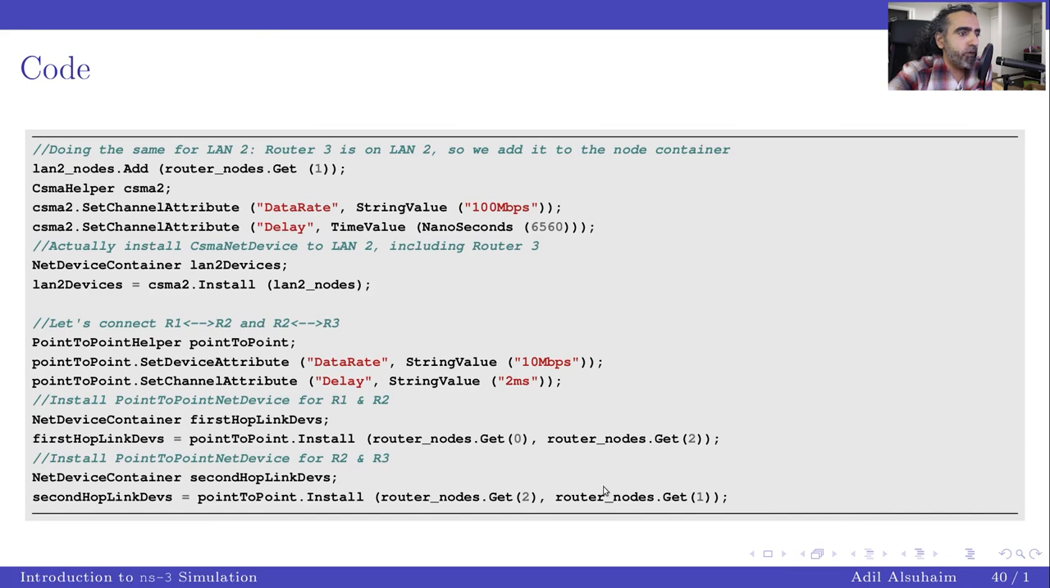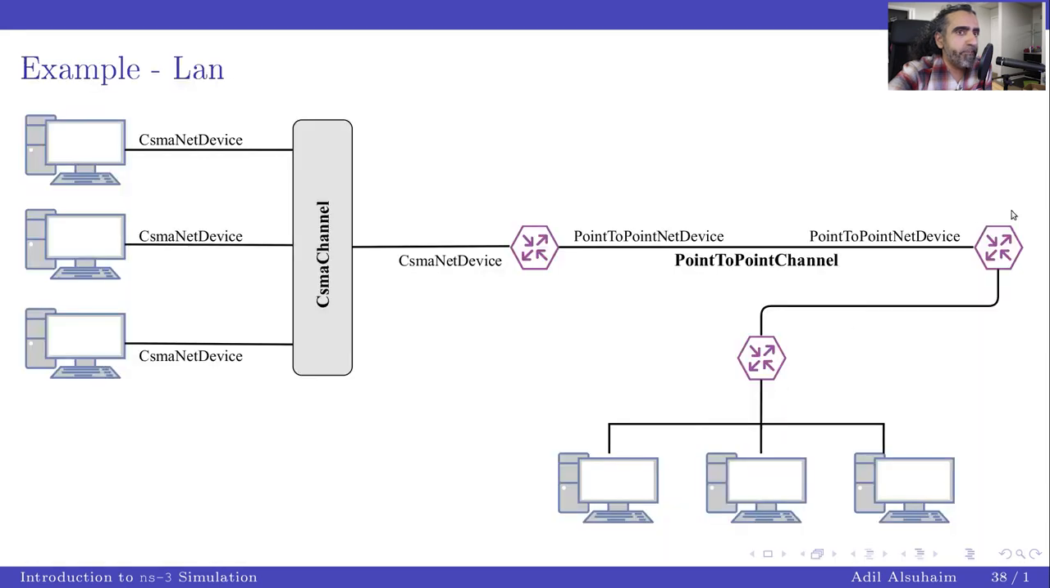Okay, so this one too is basically this node right here on the right side of the slide, because it has a point-to-point net device here and a point-to-point net device there. All right.